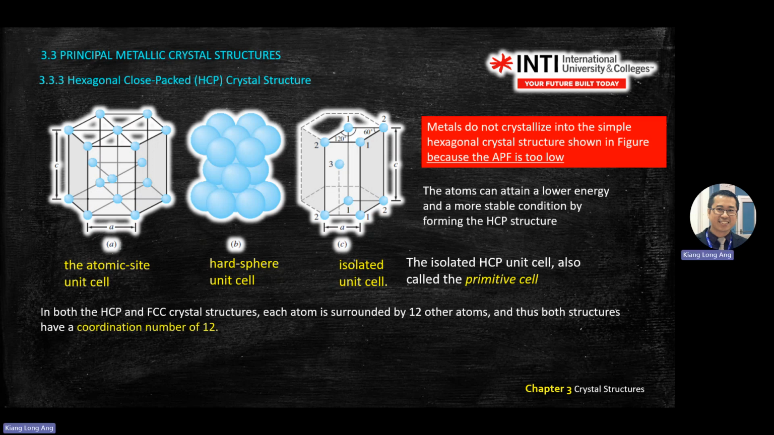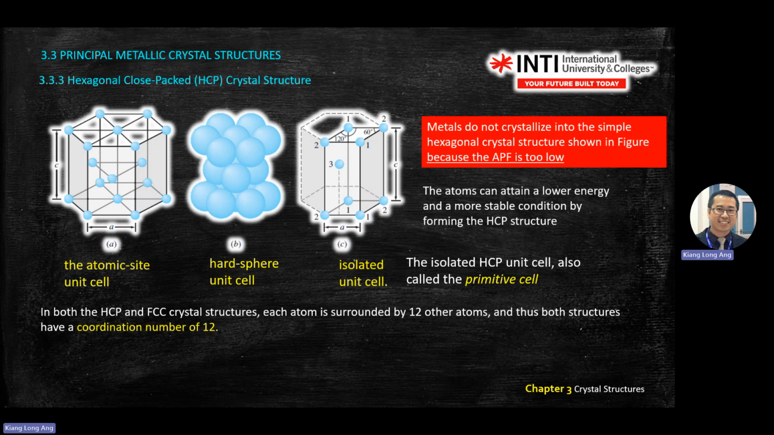So both HCP and FCC structure, each atom is surrounded by 12 atoms. Okay. So how do you take this statement? FCC, each atom is surrounded by 12 other atoms. We don't go deep into FCC first.